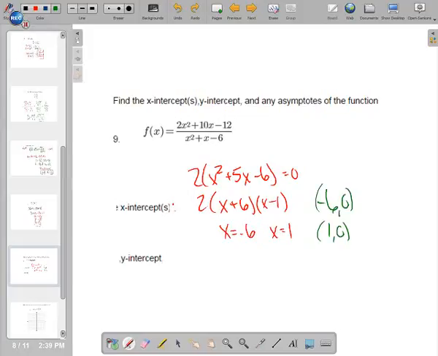So first I have my x-intercepts. To find the y-intercepts, you plug in 0. So you just get negative 12 divided by negative 6, which is 2. So I got the x-intercepts, I got the y-intercepts. Now I got to find the asymptotes.